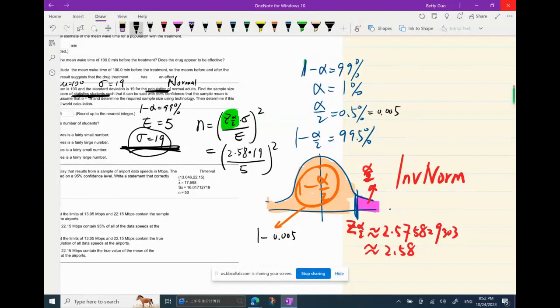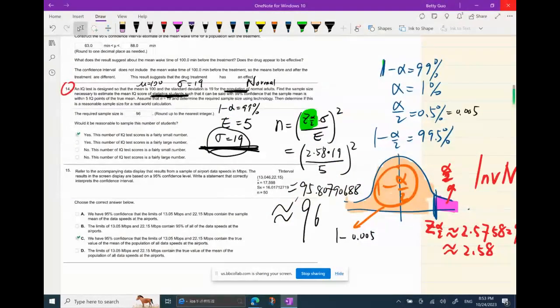Hold on, let me clear that. And then divided by 5. I have 9.788-ish, right? And then I raise that to the power 2. I have 95.8079068, a decimal on the calculator. Well, sample size has to be a whole number, and we always have to round it up. So 96. Do you have the same thing, guys?